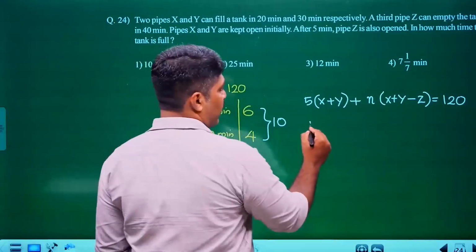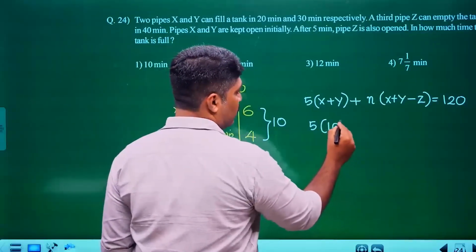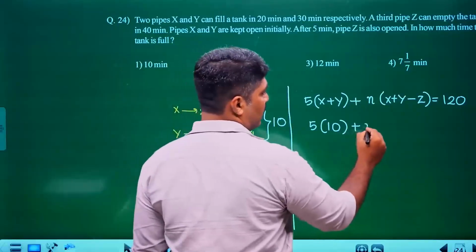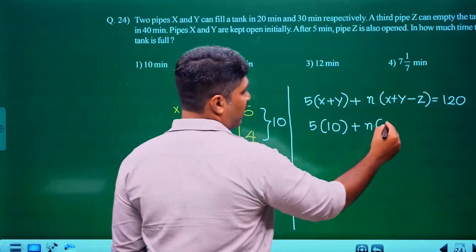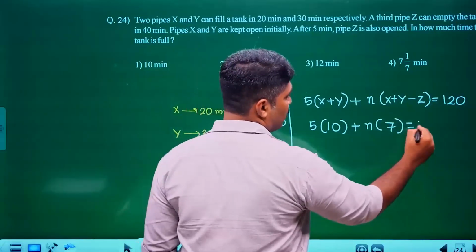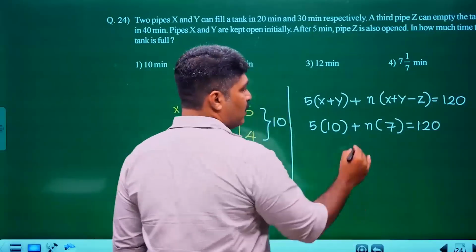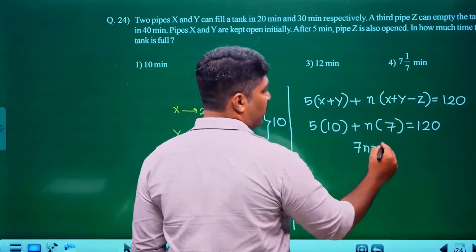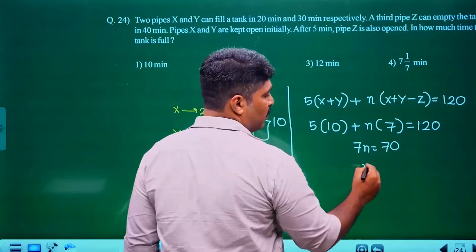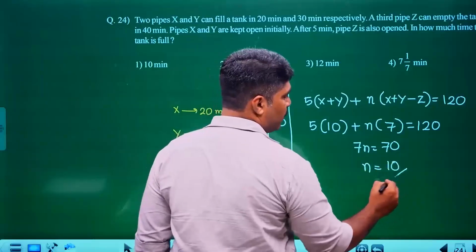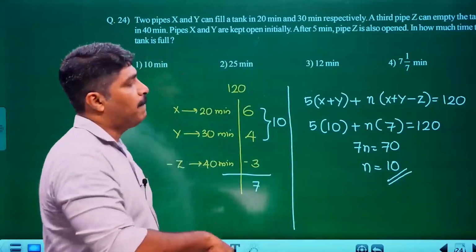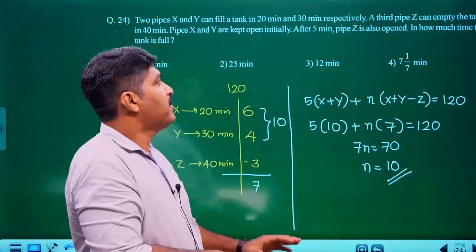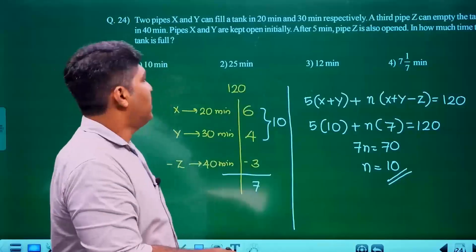You just put the values of the efficiencies here. What is X plus Y? X plus Y is 10. So that is 5 into 10, plus n into 7, whenever we are considering them together. That is 120. So 7n is equal to 120 minus 50, which is equal to 70. So what is the value of n? n is equal to 10. That means further 10 minutes, the tank will be completely filled.